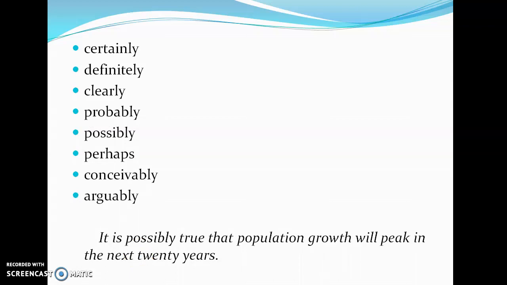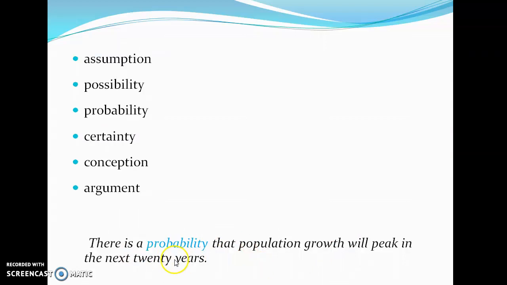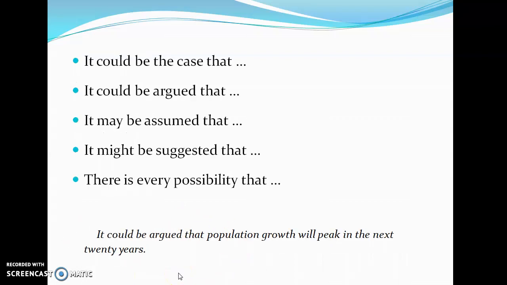In the next part, you can also see a hedging statement with the help of the word possibly, and here the word probability is helpful to hedge the writer's opinion. And you also see there is the that-clause, also a good way to hedge the writer's opinion. Like this: it could be argued that population growth will peak in the next 20 years.